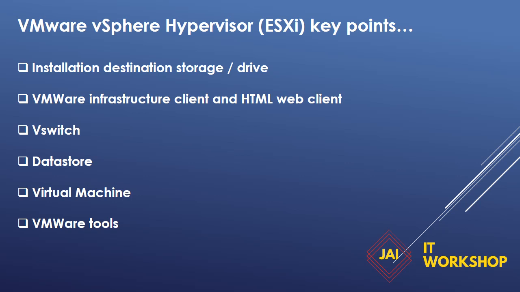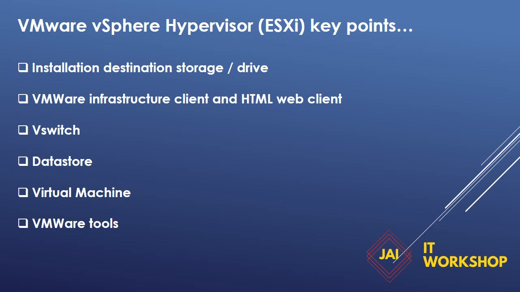Once this is done, you can mount an ISO and boot the virtual machine from the console, and you can install an operating system. Once your operating system is installed, VMware Tools comes into the picture.